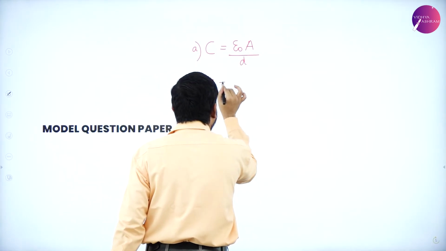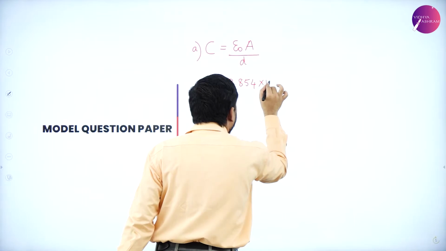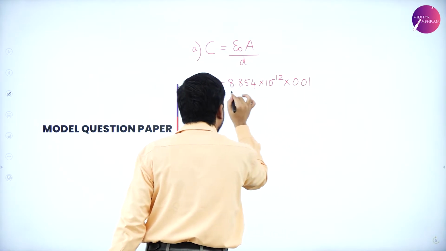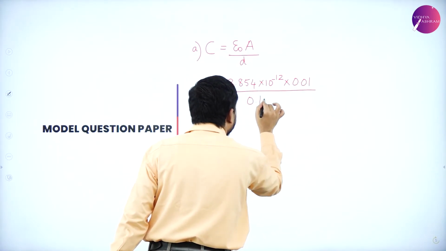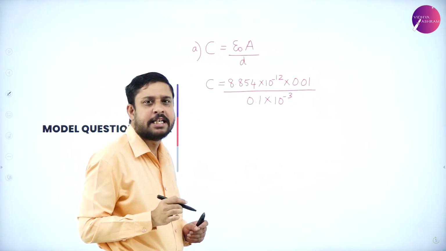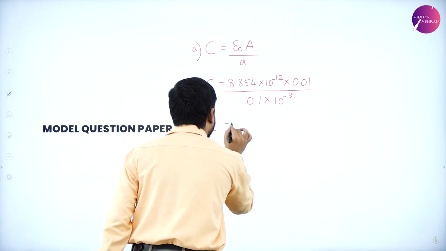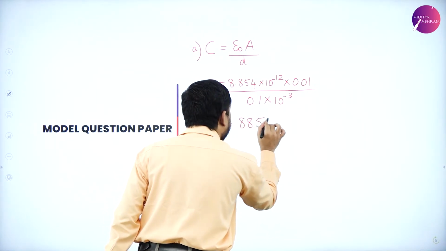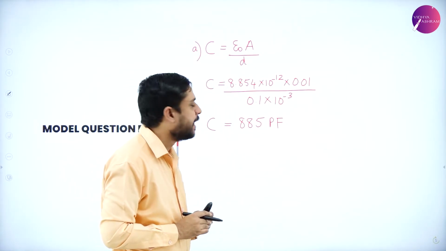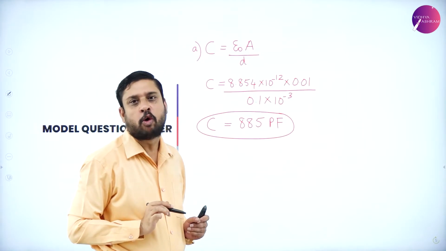So C equals 8.854 into 10 power minus 12, into 0.01, divided by 0.1 into 10 power minus 3. Get up with your calculators. Simplification part is yours. So this turns out to be 885 picofarad. So the capacitance is calculated, which is 885 picofarad.